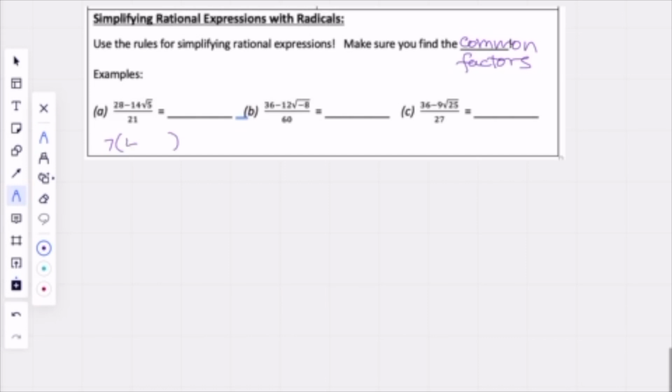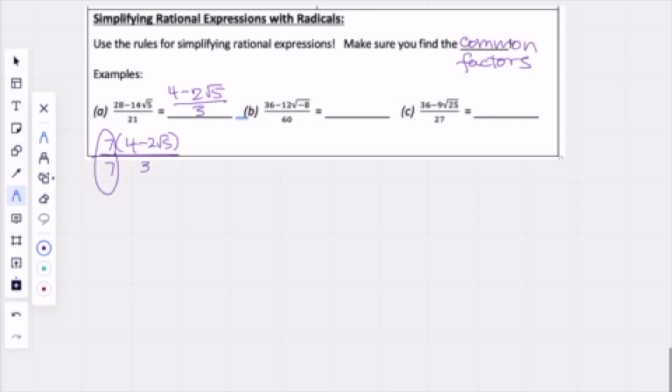I would have 4 minus 2 square root of 5. And then divide the 7 out of the denominator. So 7 times 3. Notice I've got 7 over 7, and that's just 1. So I'm left with 4 minus 2 square root of 5 all over 3.